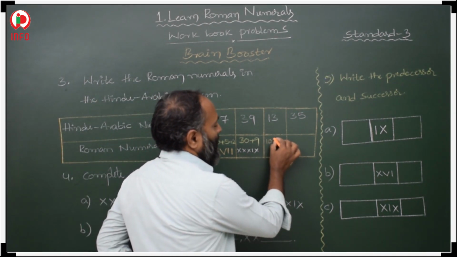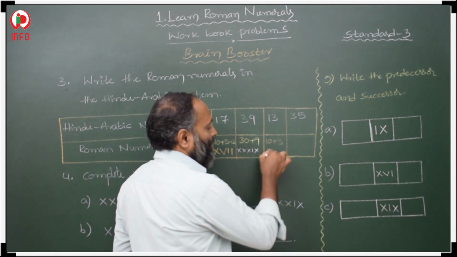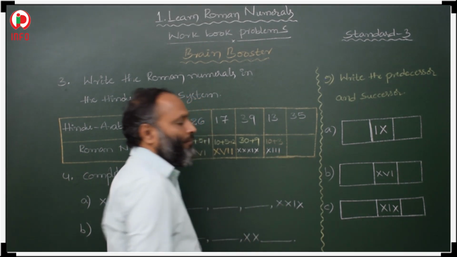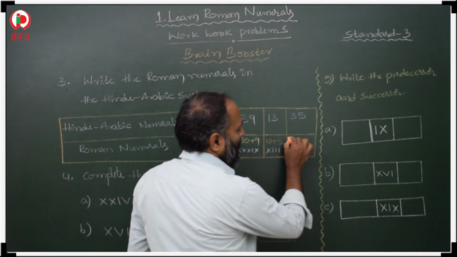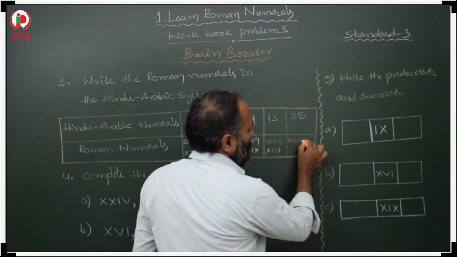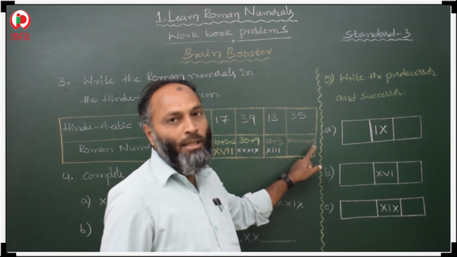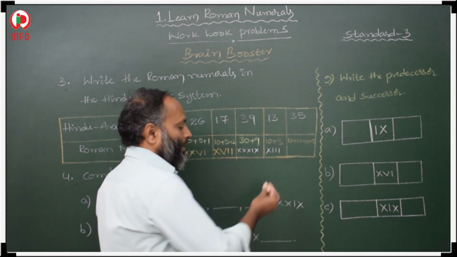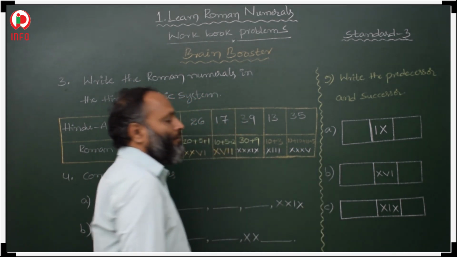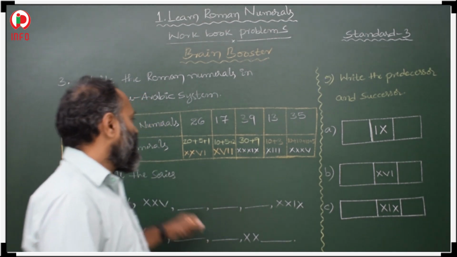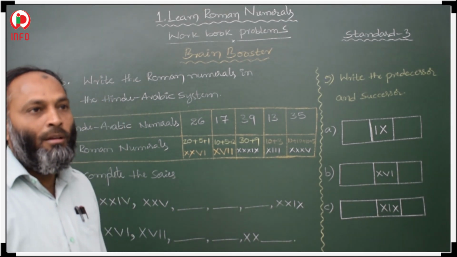13. 10 plus 3. 3 means 1 plus 1 plus 1. 10 is X, 3 means I, I, I. Then 35. 35 is 10 plus 10 plus 10 plus 5. 10 plus 10, 20, 20 plus 10, 30, 30 plus 5, 35. That is X, X, X, V. So these are the representations of Hindu-Arabic numerals in Roman numerals.